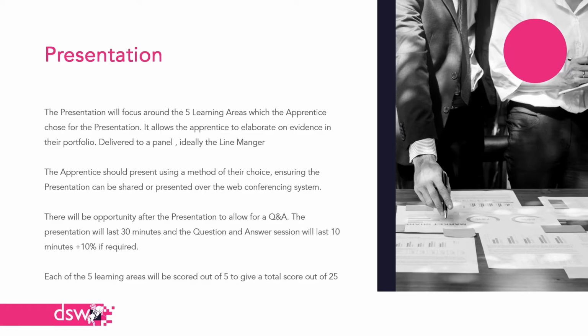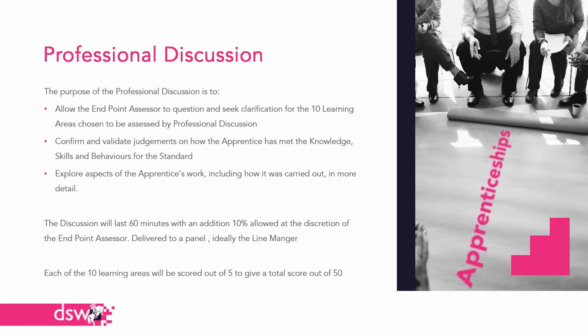The presentation will focus around the 5 learning areas which the apprentice chose for the presentation. It allows the apprentice to explain in detail the evidence that's been presented in their portfolio, giving them a chance to elaborate on it as well as demonstrate their communication skills to the panel. There will be an opportunity after the presentation for a Q&A. The presentation will last for 30 minutes and the Q&A will last for 10 minutes, with an additional 10% at the discretion of the assessor. The apprentice should present using a method of their choice, ensuring the presentation can be shared or presented over web conferencing. The professional discussion is a structured discussion between the apprentice and the panel.